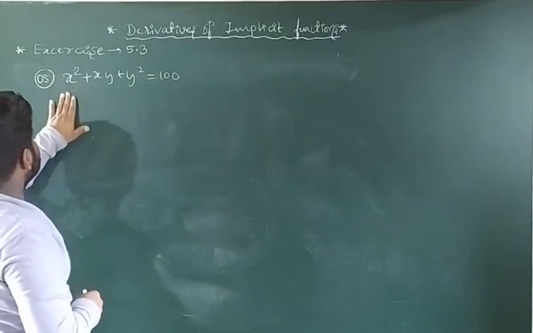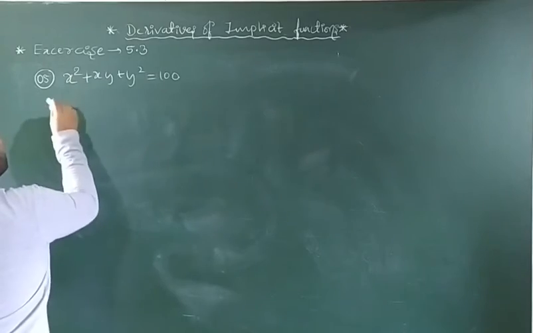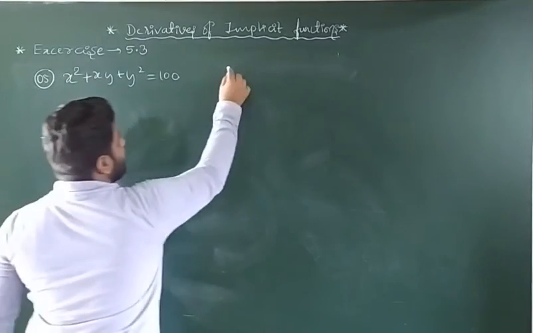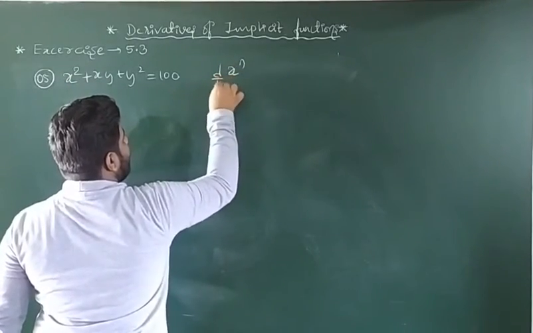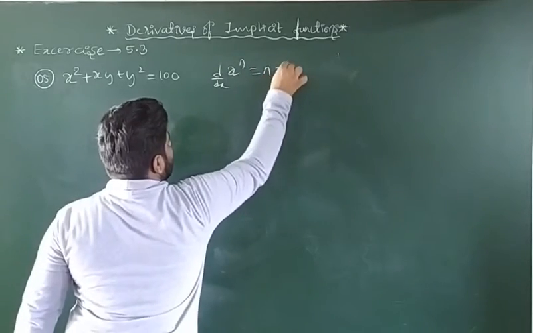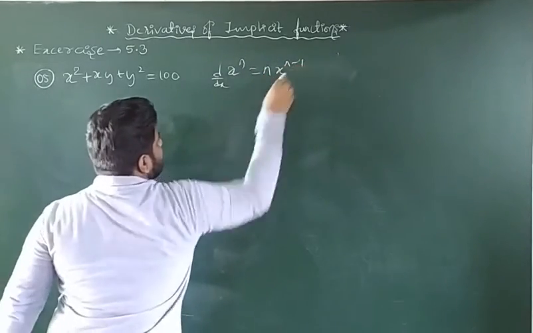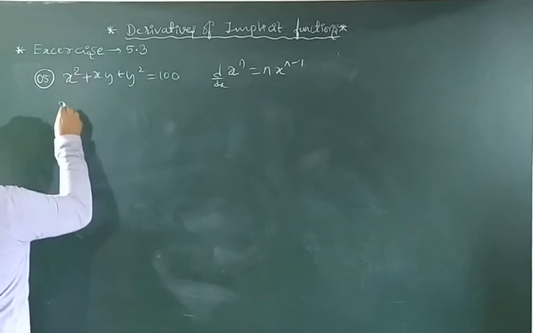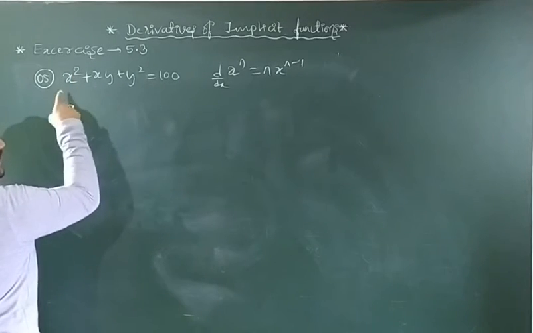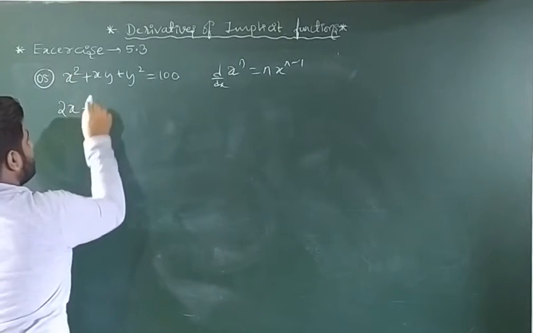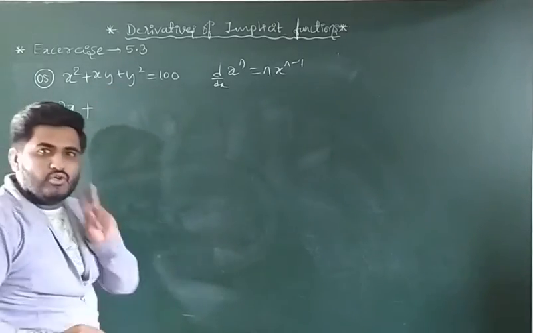Now carefully see here guys, differentiation of x square is again the x raised to n formula. What is the differentiation of x raised to n? d by dx of x raised to n is n into x raised to n minus 1. Yes, we have to apply that only. 2 is there. 2 into x raised to 2 minus 1 is 1, so not necessary to write. Next, xy. So here two functions are there.